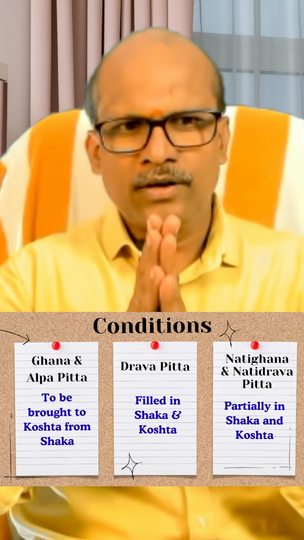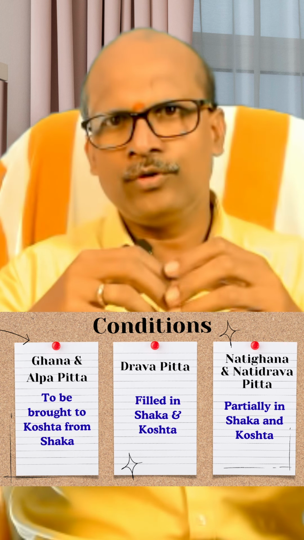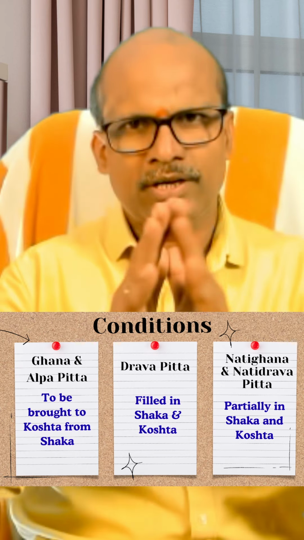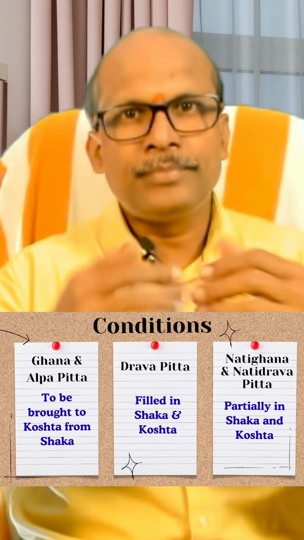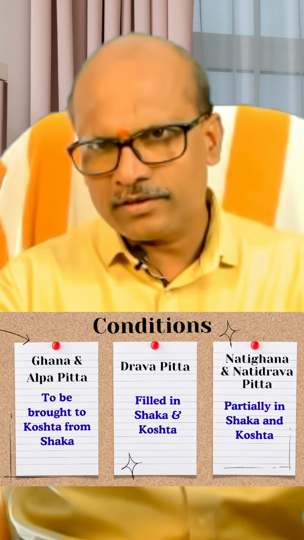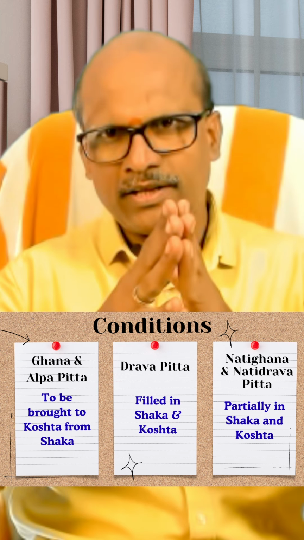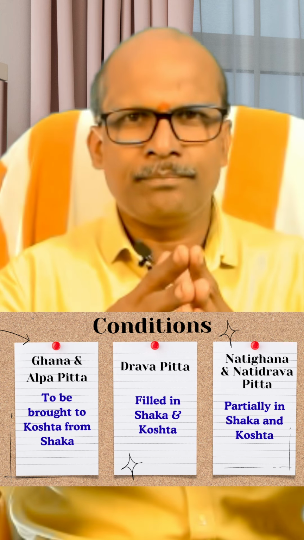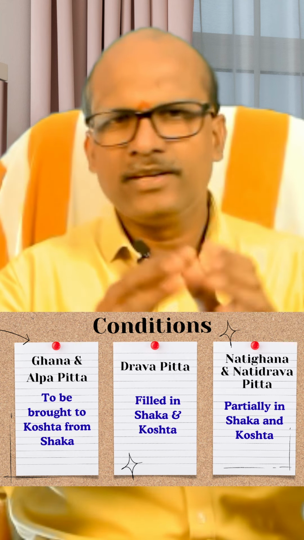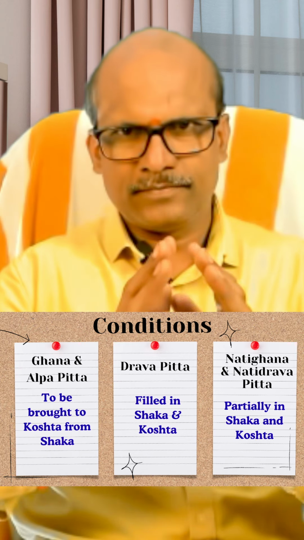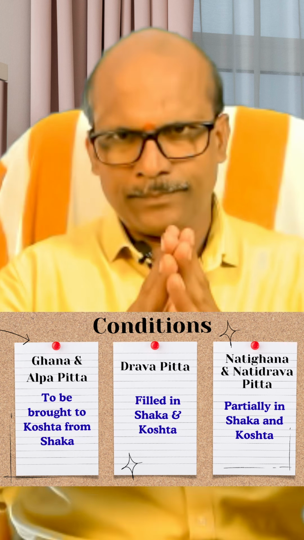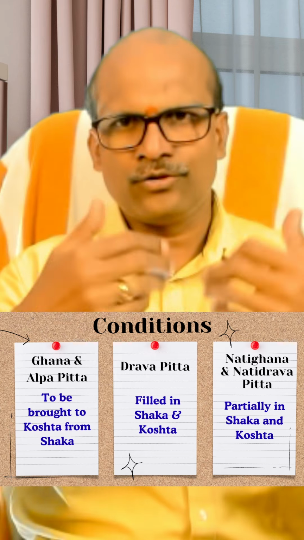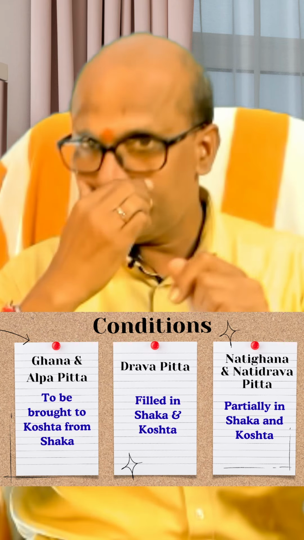So what is to be done there? There we need to increase that Pitta and then bring it to the Kosta so that elimination becomes easy. If Pitta is not there in the Kosta and we give the drugs that are used for eliminating Pitta, then we do not get the actual result. Sometimes it may end up just increasing Koshtagata Vata. That is one: Pitta is Ghana and Alpa in the Kosta. It may be there in Shakha, but it is very little in the Kosta, and we need to bring that to the Kosta. That is one condition.